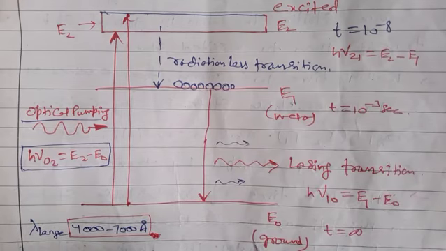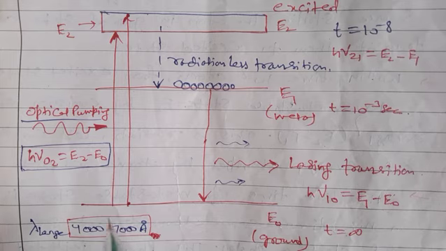So this is called a Ruby laser because it consists of a pink ruby cylindrical rod, and it is also called the pulse laser because it produces a pulse laser beam. This is a three level Ruby laser system.